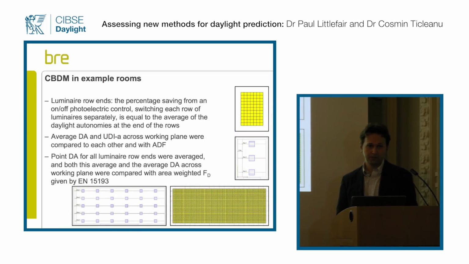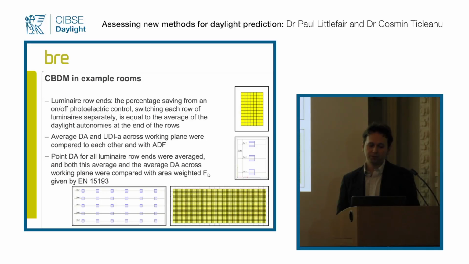Yeah, so basically that's the reason why we chose to look at those luminary row ends as well, because we had this hypothesis that percentage saving from an on-off photoelectric control system, which switches each row of luminaires separately, would be the same as the average of the daylight autonomies at the end of the rows. So that's why we calculated the point DAs at the ends of these luminary rows. And then we compared the average daylight autonomy and the UDI autonomous across the working plane to each other and with the average daylight factor.